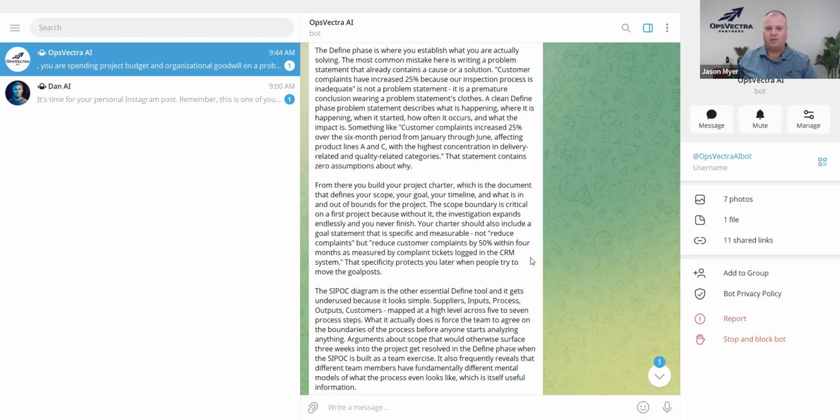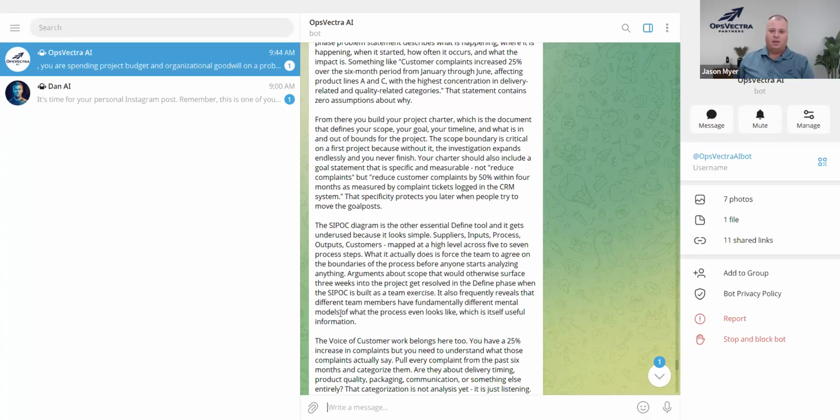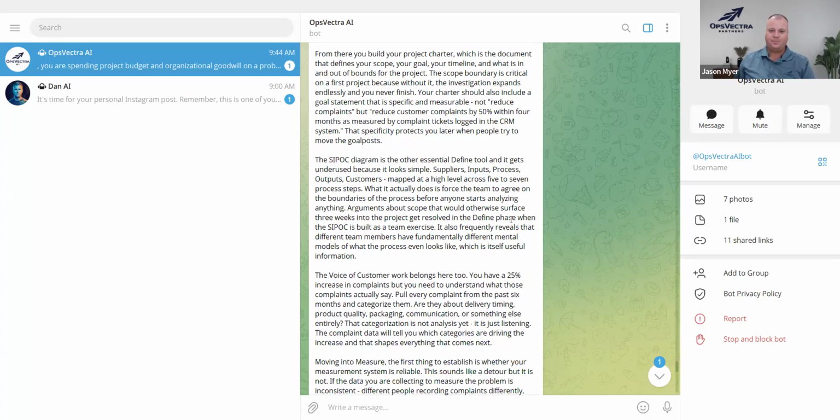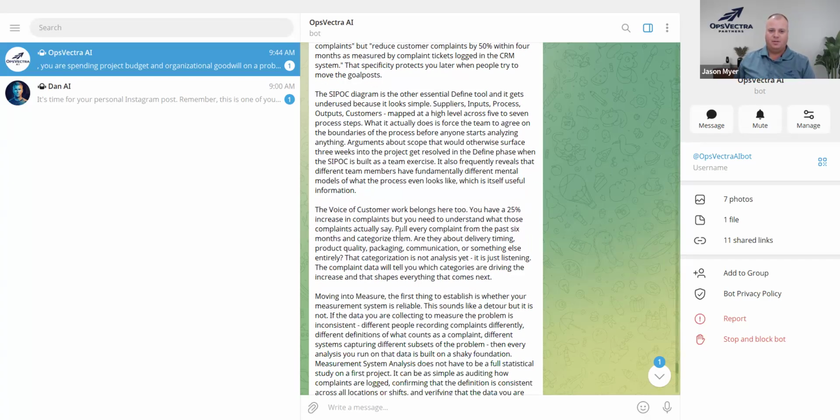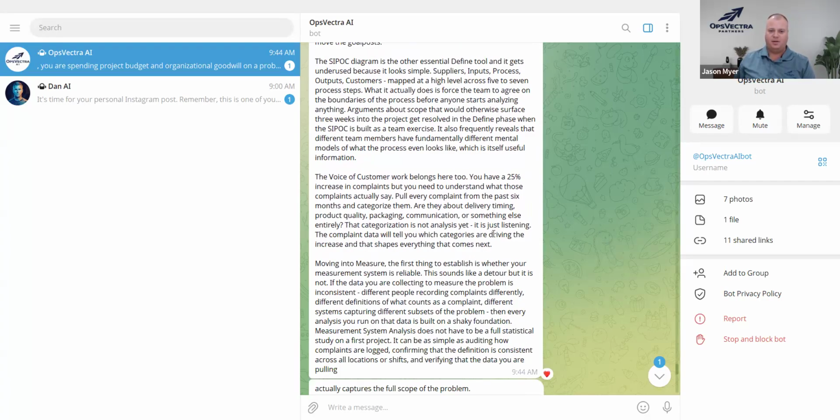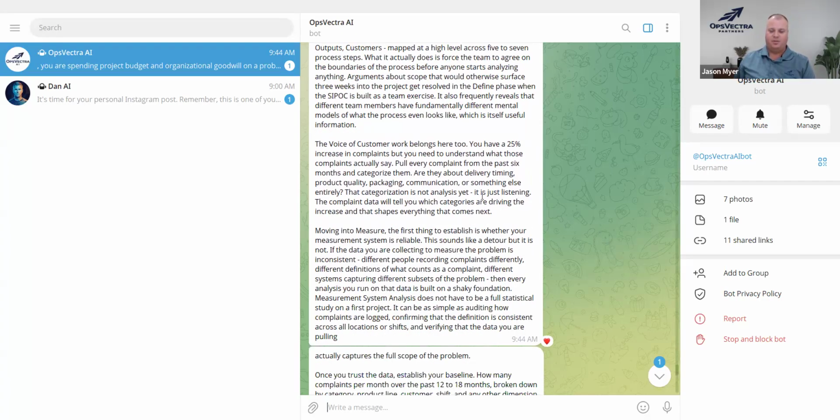So taking you through the define stage there. There are a lot of templates and stuff built in here too. So the next question could be, what does a charter look like? And it could give you some examples or breakdowns. It takes you to a SIPOC diagram, and voice of the customer. So it really spent a lot of time on define.